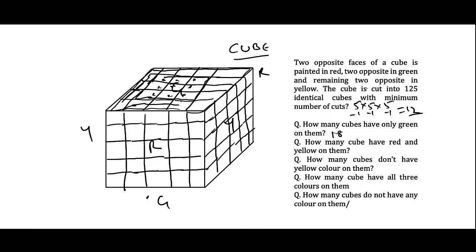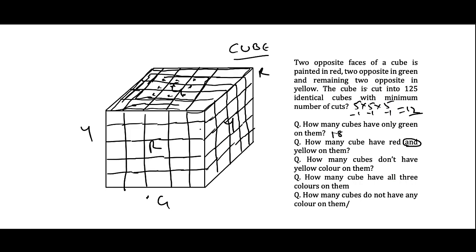Now how many cubes have red and yellow? So here it says 'and', meaning the cubes which have both red and yellow. So we have to have both the colors on the cube, and it says red and yellow. It does not say only red and yellow. If it had been only red and yellow, that means no other color with red and yellow should come. But here there is no such word, only. That means with red and yellow there can be green also.